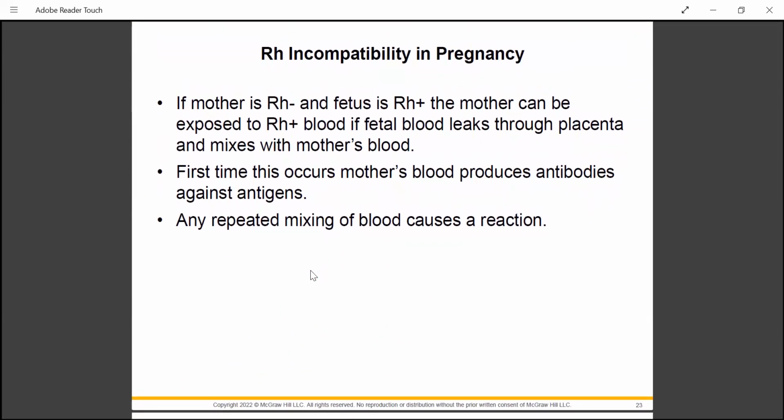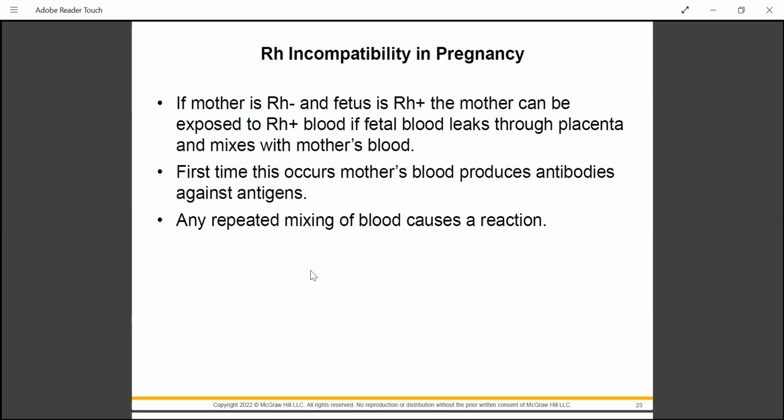So we're going to walk through this example. Think mom is RH negative. So mom does not have RH antigens, and she actually is going to end up developing anti-RH antibodies. So mom is RH negative, meaning she does not have that RH factor in her system. The fetus is RH positive. If any of the fetal blood leaks through the placenta during birth, it's going to mix with mom's blood. And so now RH positive blood is going to be introduced into mom's RH negative blood system.